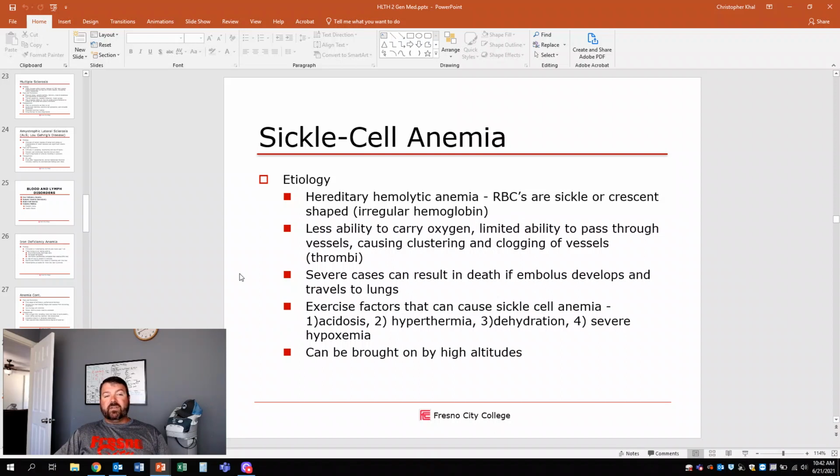All right, sickle cell anemia. Sickle cell anemia is a hereditary disease. Sorry, not a disease, a hereditary condition that both parents have to pass on. And so the red blood cells become sickle-shaped.